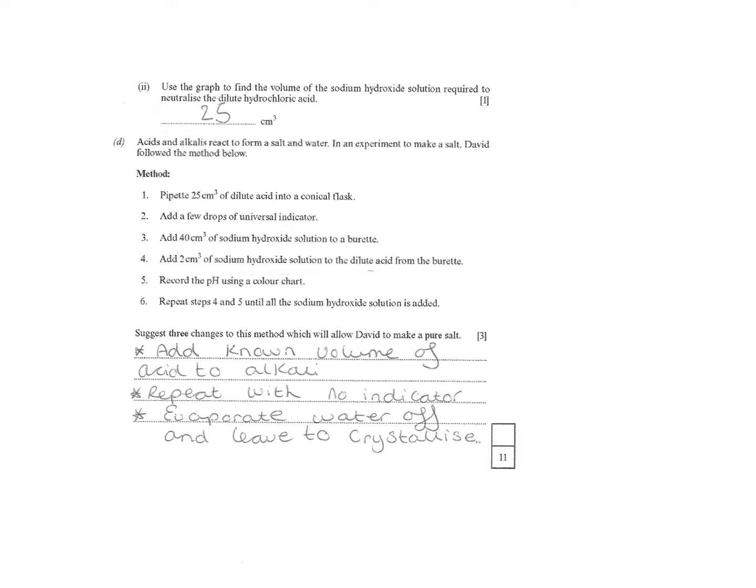Suggest 3 changes you can make to make a pure salt. Add a known volume of acid to alkali, repeat with no indicator, evaporate the water off and leave to crystallize.